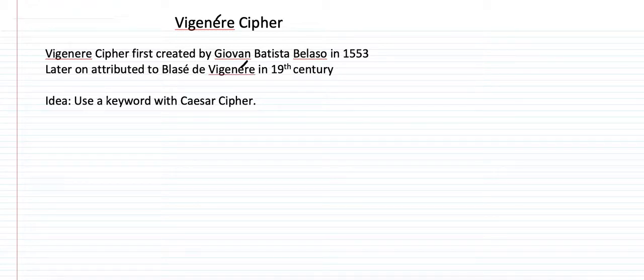What is the idea for the cipher? The idea is to use a keyword together with Caesar cipher. Basically you have a keyword that you're going to shift by, because in the original Caesar cipher we shift the letters by the same number of units, but here we're going to shift the letters by the number of units that come from the keyword. So let's look at the example.